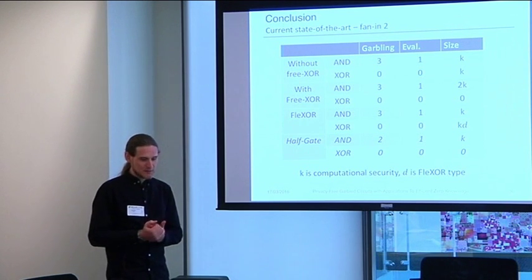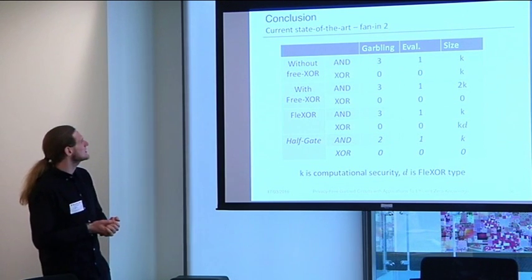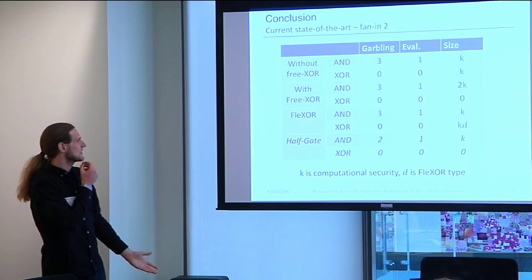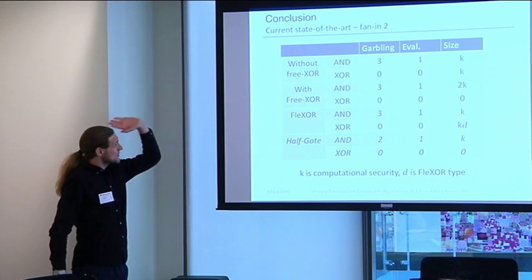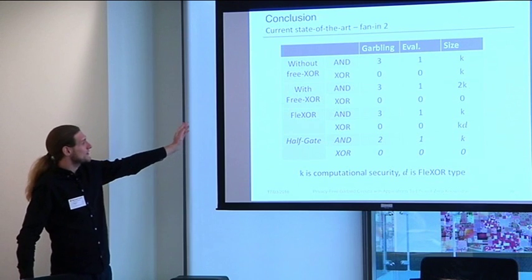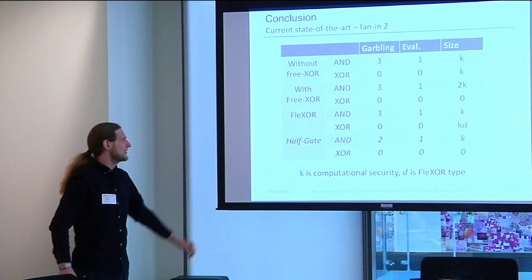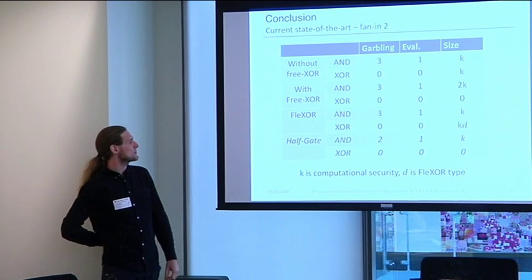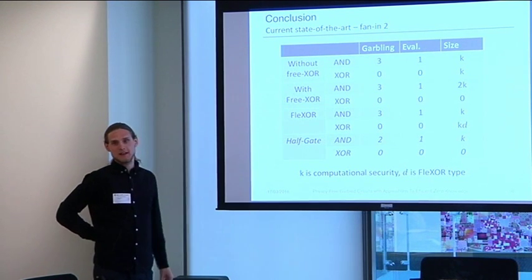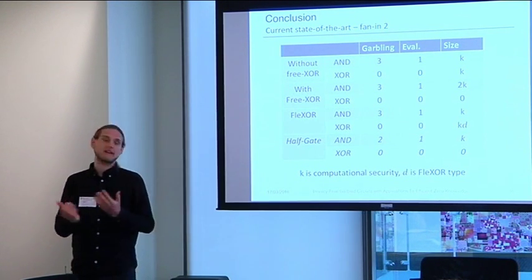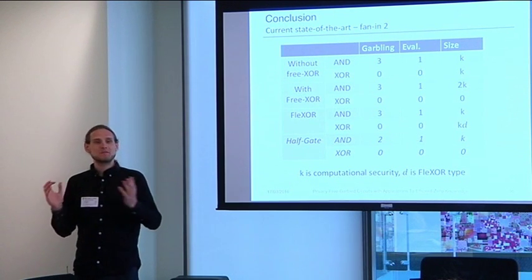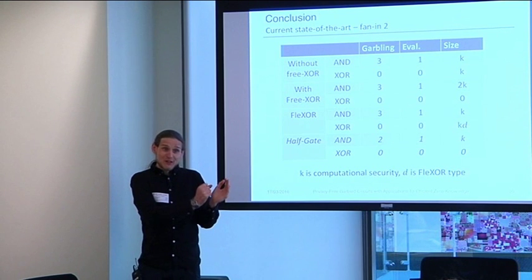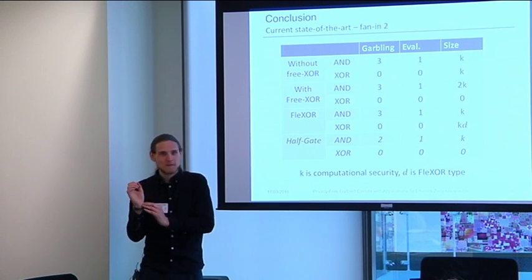All right, so let's talk a little bit about the efficiency. I made a little table here in the case of fan-in 2 gates: without free XOR, with free XOR, and using the FlexOR approach. The FlexOR approach was also done by Mike and a few other people before the Half Gates. It was basically an attempt to get the best of both worlds, the best you can get without free XOR while still having free XOR.